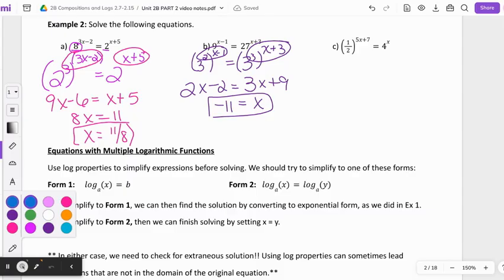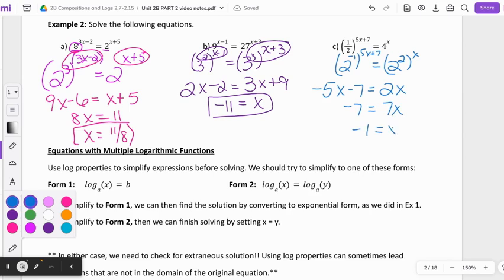And for this last one, I'm going to use a base of 2 for each of them. So 1/2 would be 2 to the -1st. 4 would be 2 squared. Remember to distribute the exponents. So -5x minus 7 equals 2x. Add the 5x over, and x equals -1.